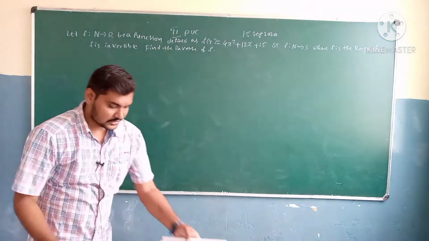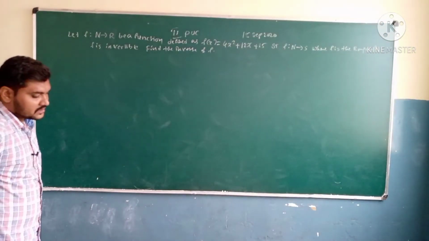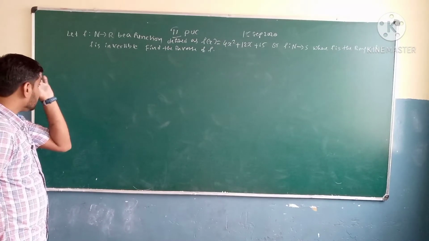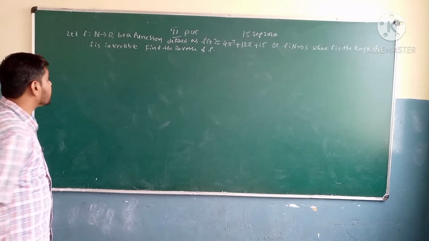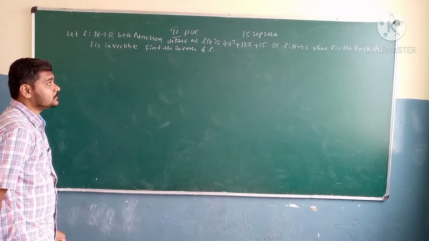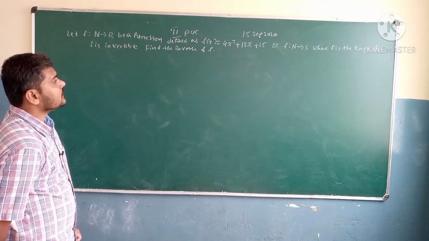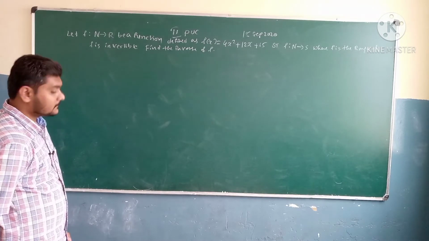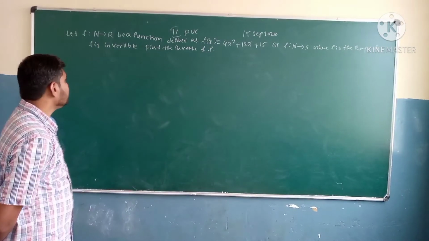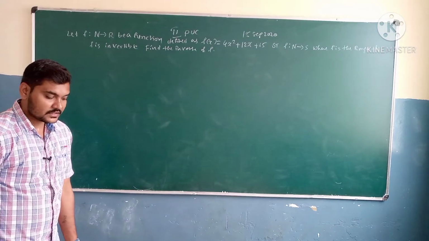So observe the question carefully. This is a problem similar to the previous problem. They have given f from N to R, means the set of natural numbers to the set of real numbers. We have a function defined as f of x is equal to 4x square plus 12x plus 15. We need to show that f from N to S, where S is the range of f, is invertible. Then we need to find the inverse of f.